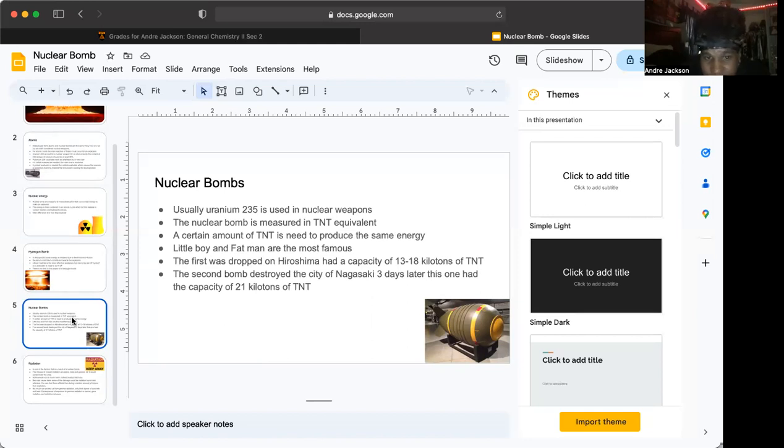The main reason why we measure nuclear bombs in TNT is because it's pretty much the most known measurement for explosives. So that's typically why we would use TNT over any other measurement.